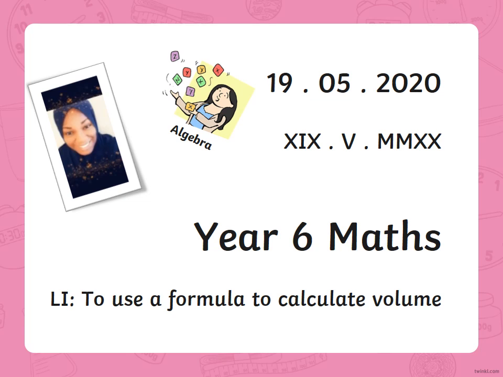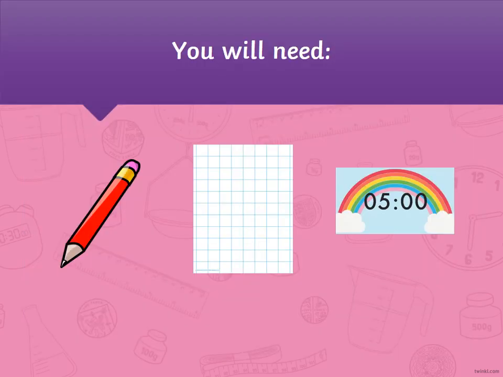Today is the 19th of May 2020 and today we are going to be using a formula to calculate the volume. So can you write down today's date and the date in Roman numerals and our learning intention for today? Fantastic, we'll begin. For today's lesson you will need a pencil, something to write with, a piece of paper, and a 5-minute timer, which you can use on another tab, as we usually do.